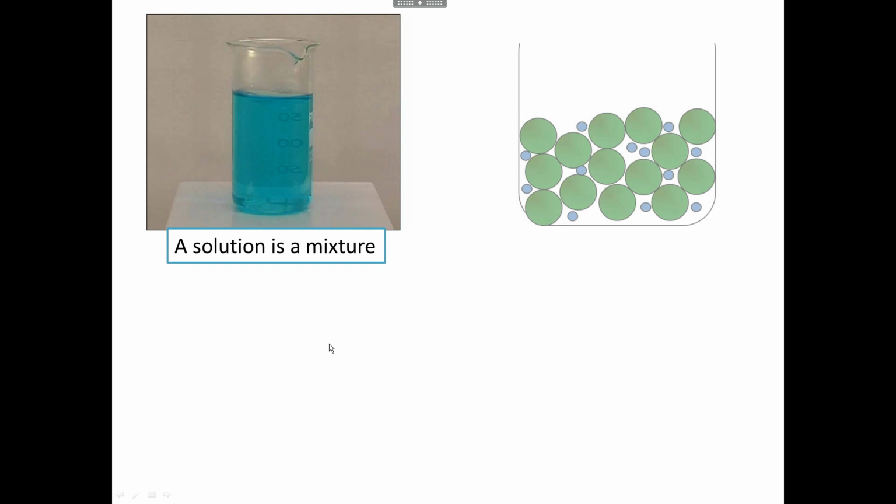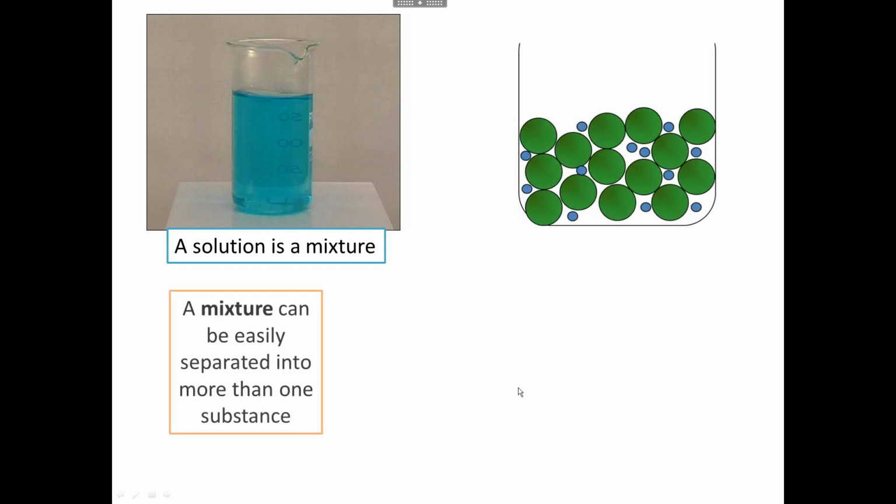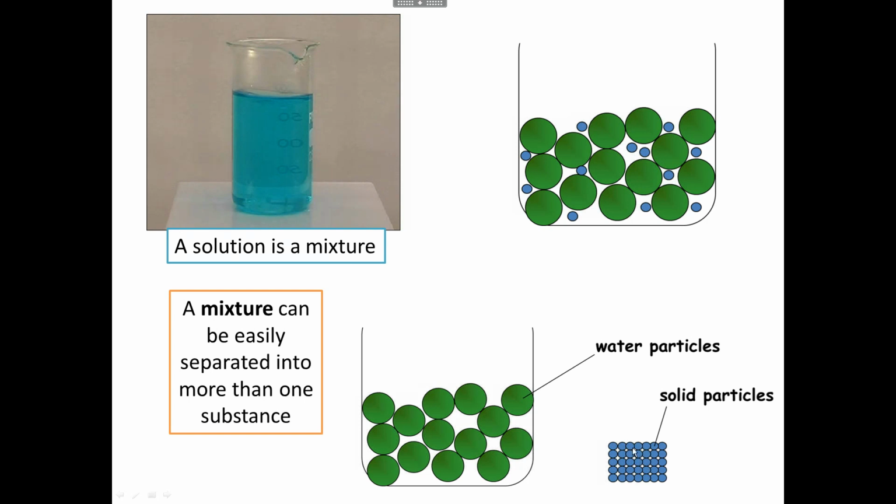Here's another example of a mixture. A solution is when a solid is dissolved in a liquid such as water. You can evaporate the water in order to obtain the solid again, and because it is a mixture, it can be easily separated. You can easily evaporate the water from the solid.